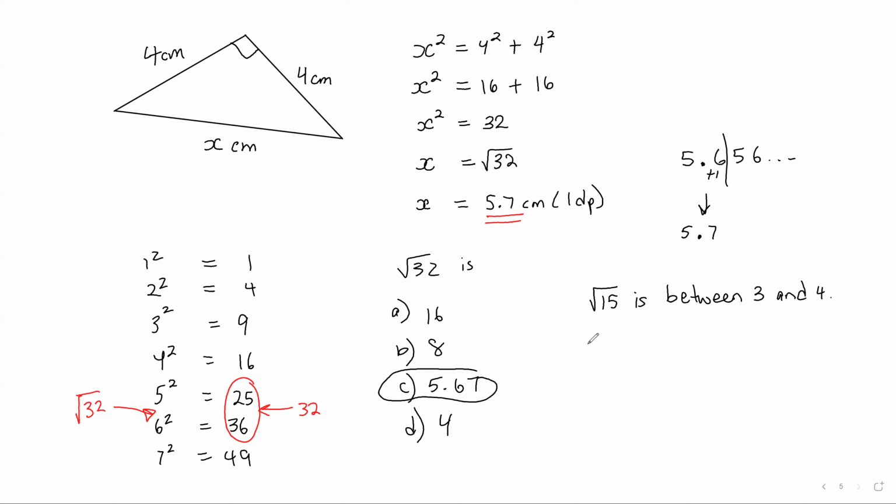Zane, where would you think the square root of 20 will be? Square root of 20. Yeah. Where do you think it will be? Between which two numbers? 4 and 5. That's right, between 4 and 5, right?